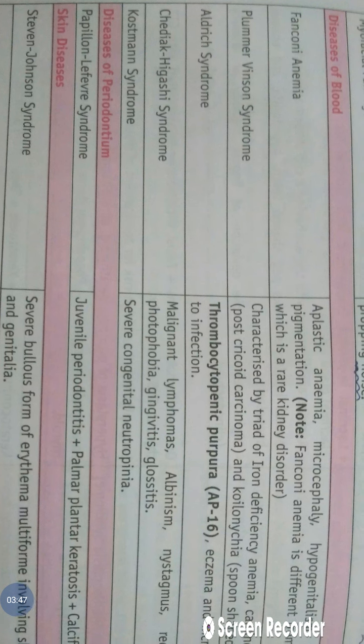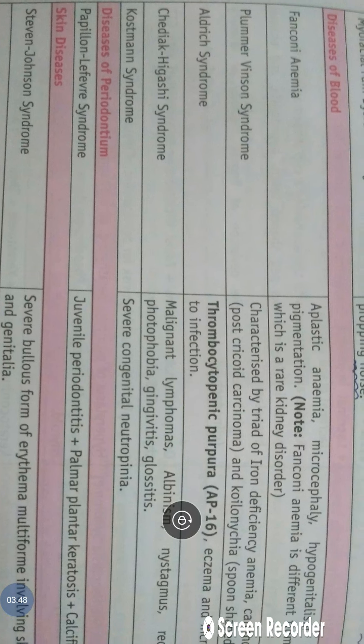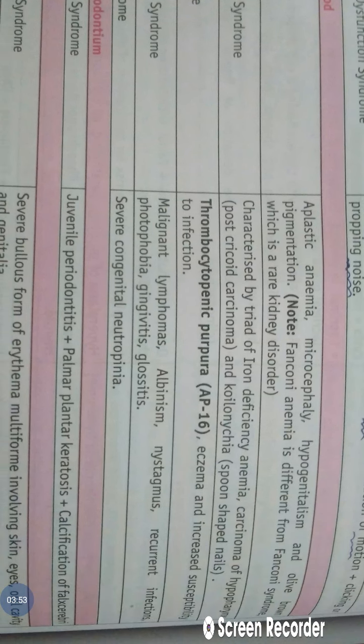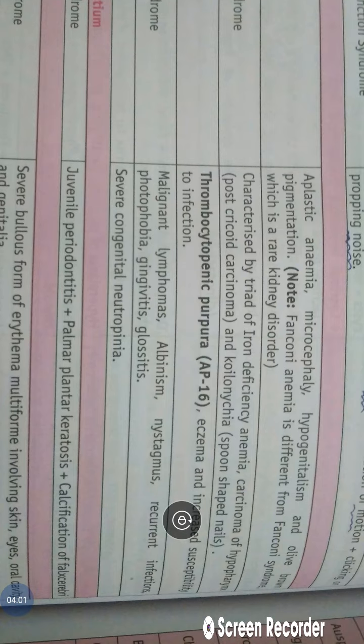Then we have Plummer-Vinson syndrome. You have also heard about it in your earlier classes, and it's basically a triad. It has three things. One is iron deficiency anemia, the person has a very low iron level, so anemia develops. Plus it's a carcinoma of hypopharynx. Do you know what hypopharynx is?